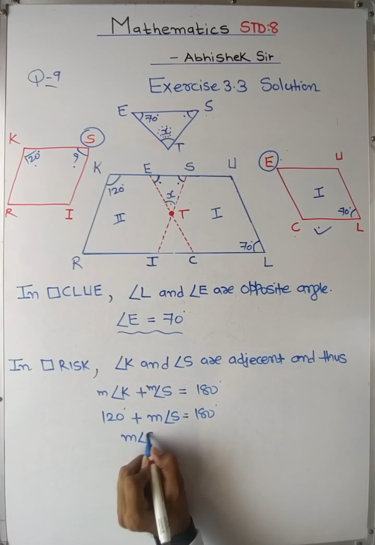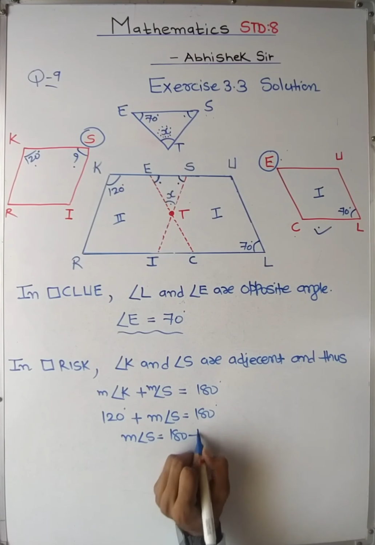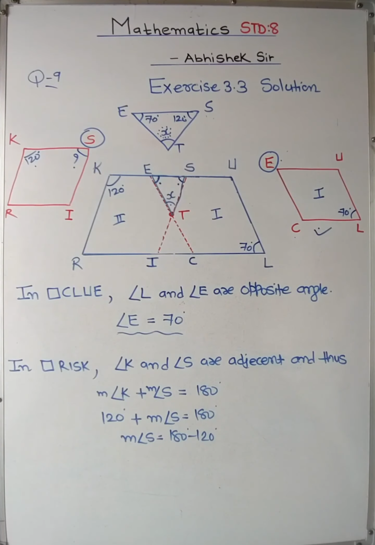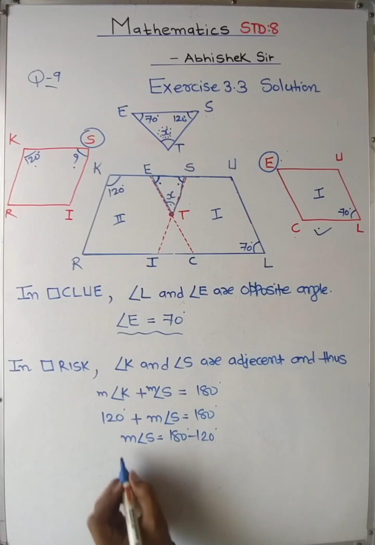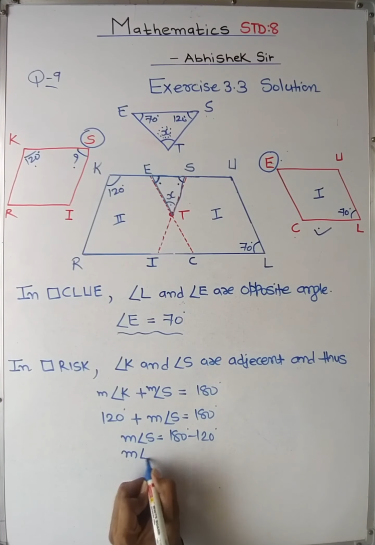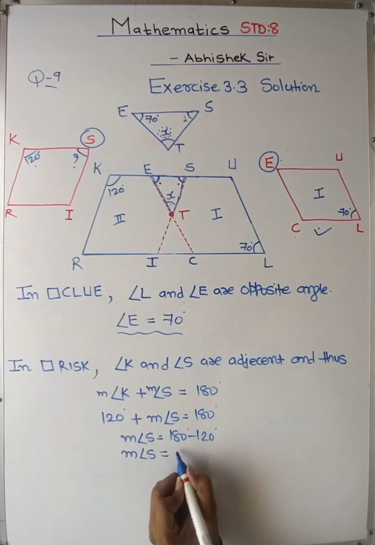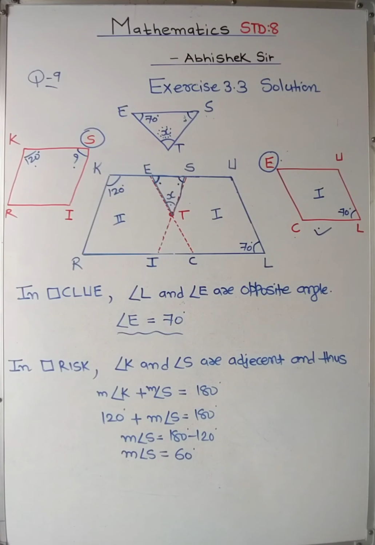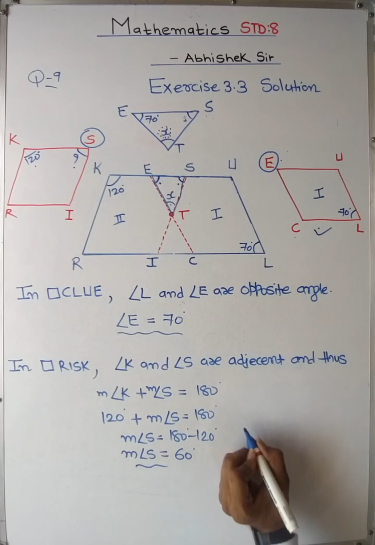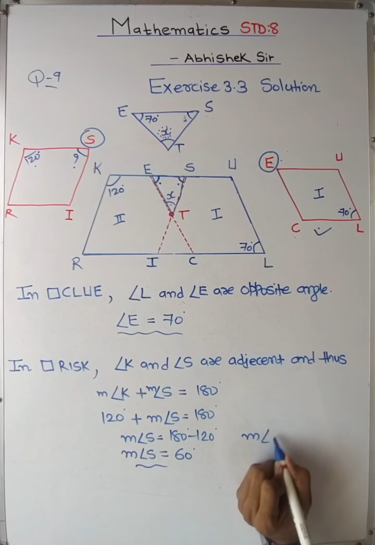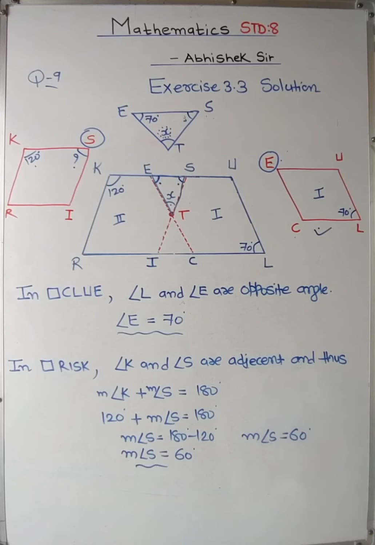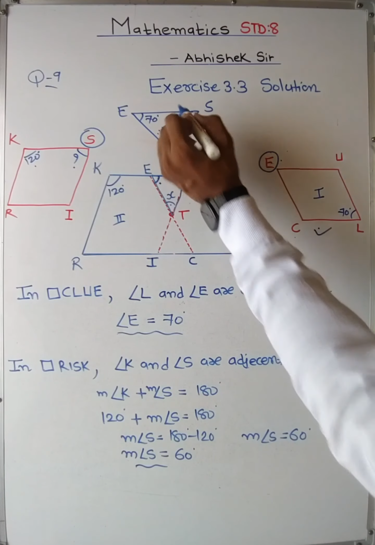So what will be measure angle S? It will be 180 minus 120. So what is measure angle S? 180 minus 120, that is 60 degree. So we have got measure angle S as 60 degree. So we will write 60 degree over here.